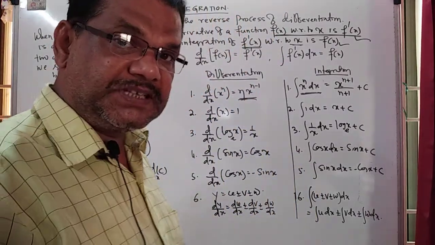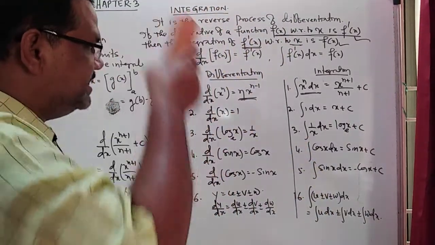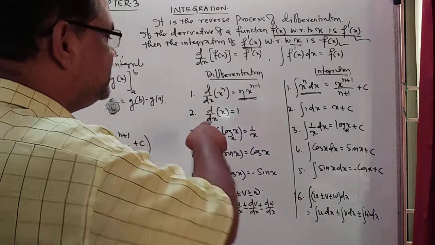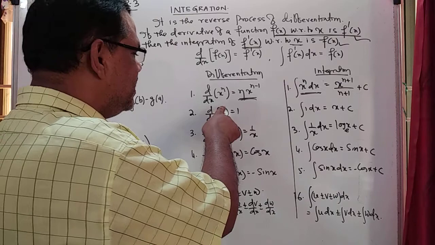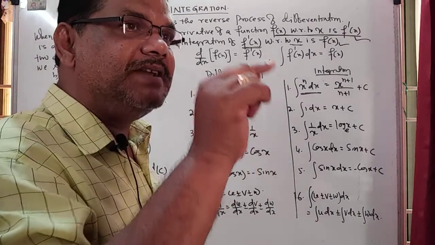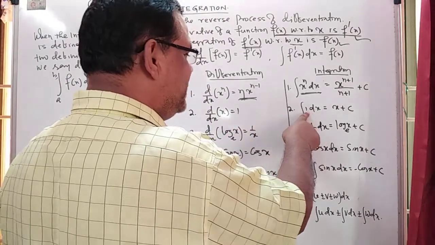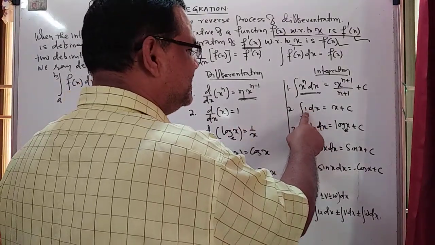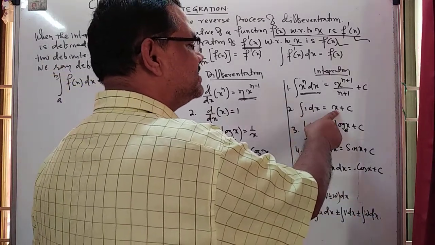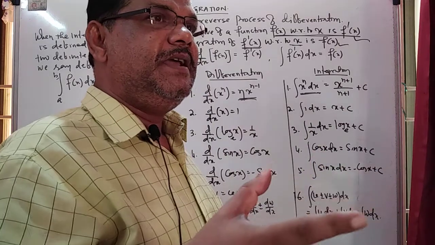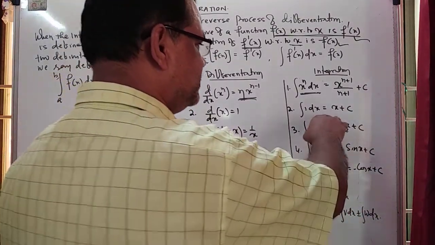Because if you take the reverse process, the derivative of the constant is 0. Similarly, the differentiation of x equals 1, that means 1 into x to the power 1 minus 1, that is x to the power 0, which is 1. Similarly, the integration of 1 dx is x plus c. A constant of integration should always come after the integration.